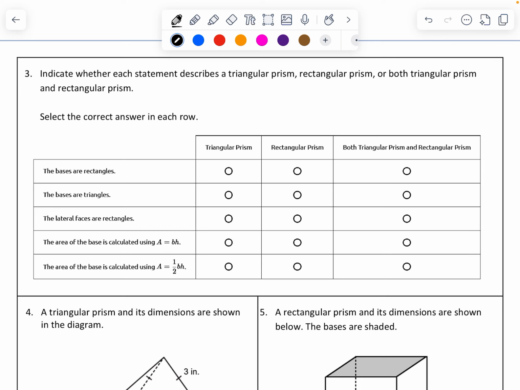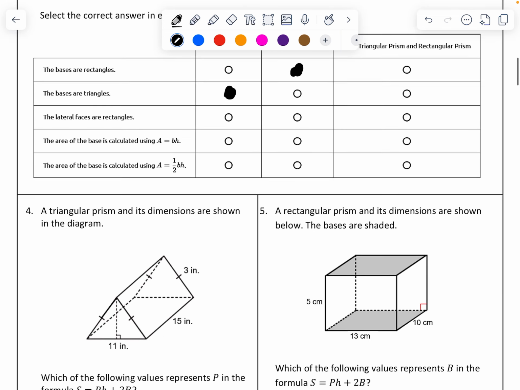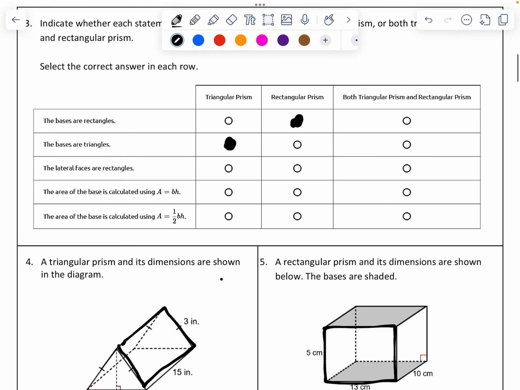Okay, so the bases are rectangles. If the bases are rectangular, it is a rectangular prism. If the bases are triangles, it's a triangular prism. The lateral faces are rectangles. And this one probably some of you missed, but if we look at it right here on number 4 and 5, you can see that it's a rectangle for the triangle, and it's also a rectangle for the rectangular prism. So this one is both.